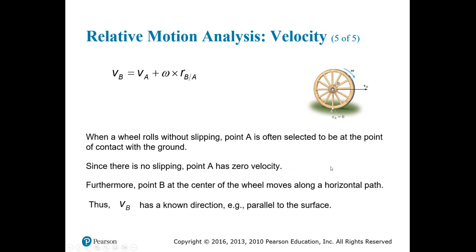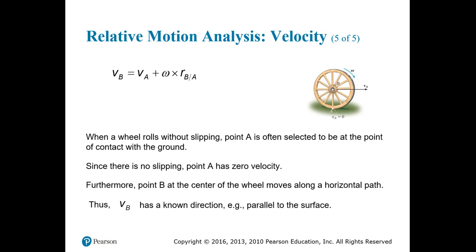So when a wheel rolls, this is a special case and it's quite hard to explain, but anyways, when a wheel rolls without slipping, point A is often selected to be at the point of contact with the ground. Since there's no slipping, point A has zero velocity. Furthermore, point B at the center of the wheel moves along a horizontal path, and therefore vB has a known direction parallel to the surface.